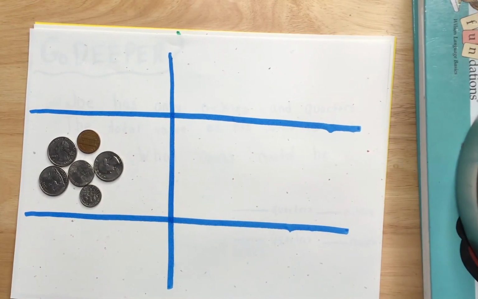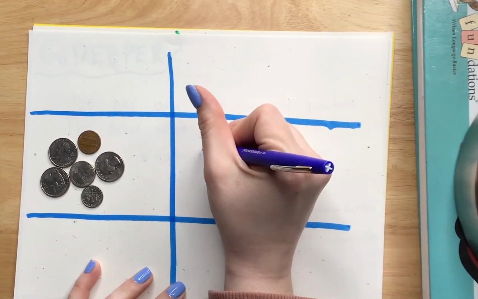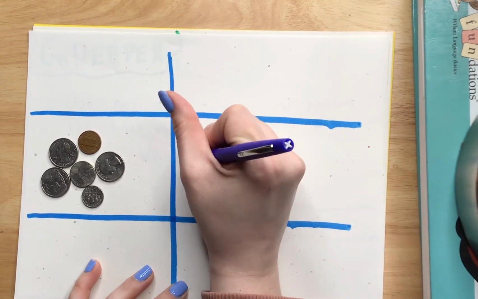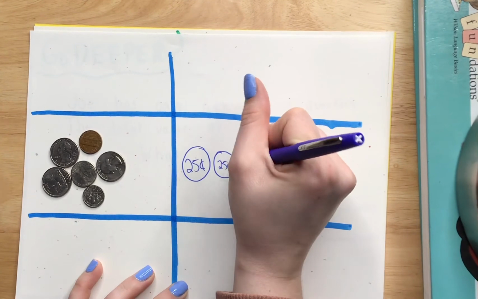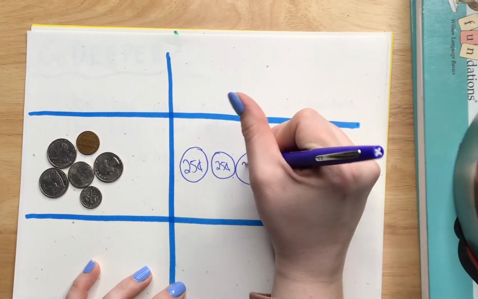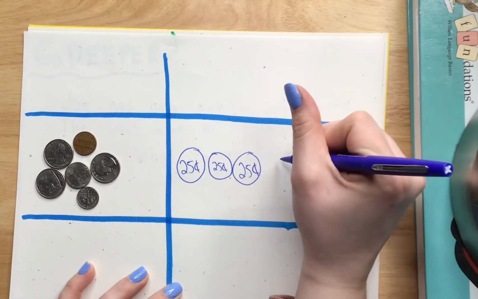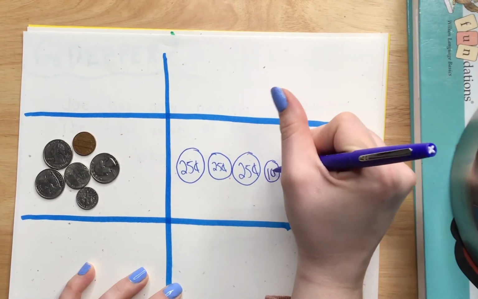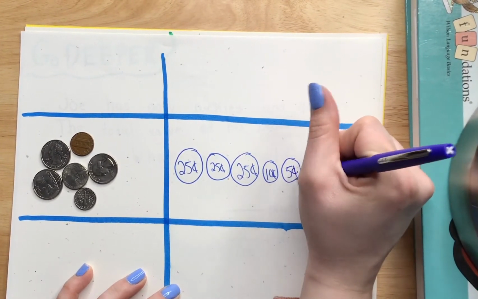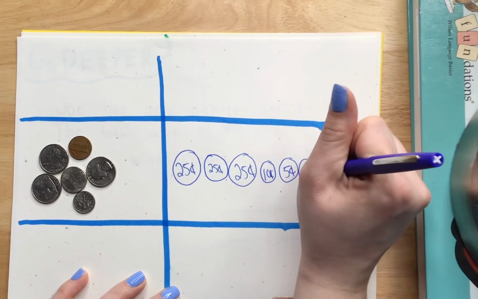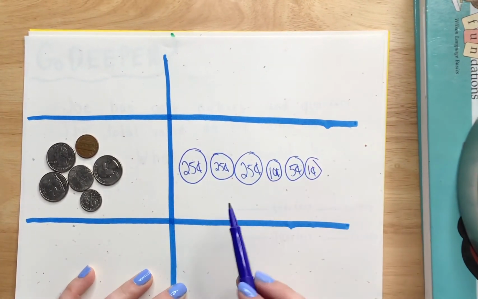Okay, how many quarters do I have? This is what I'm thinking to myself. I see 3 quarters, so I'm going to go ahead and draw 25 cents 3 times. I see 1 dime worth 10 cents, and I know that the nickel is worth 5 cents. I see one of those. And I also see 1 penny worth 1 cent. So go ahead and add those up.